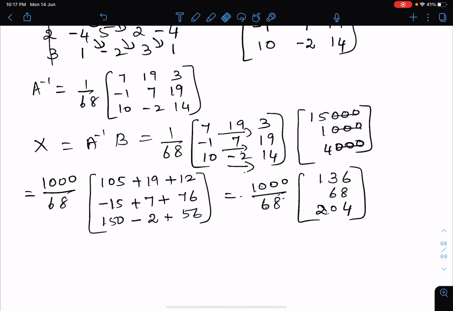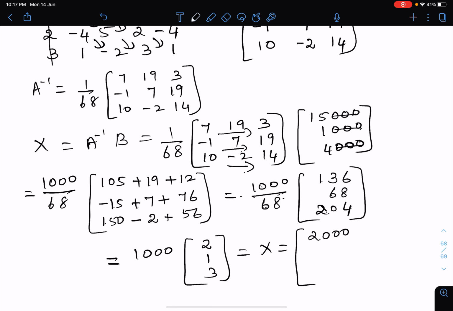You will get 1,000 into, oh God, something has gone wrong. So it is going to be equal to 1,000. So divide by 68. You are going to get the answer as 2, 1 and 3. So multiplying by 1,000, our X is going to be, final answer, 2,000, 1,000 and 3,000.